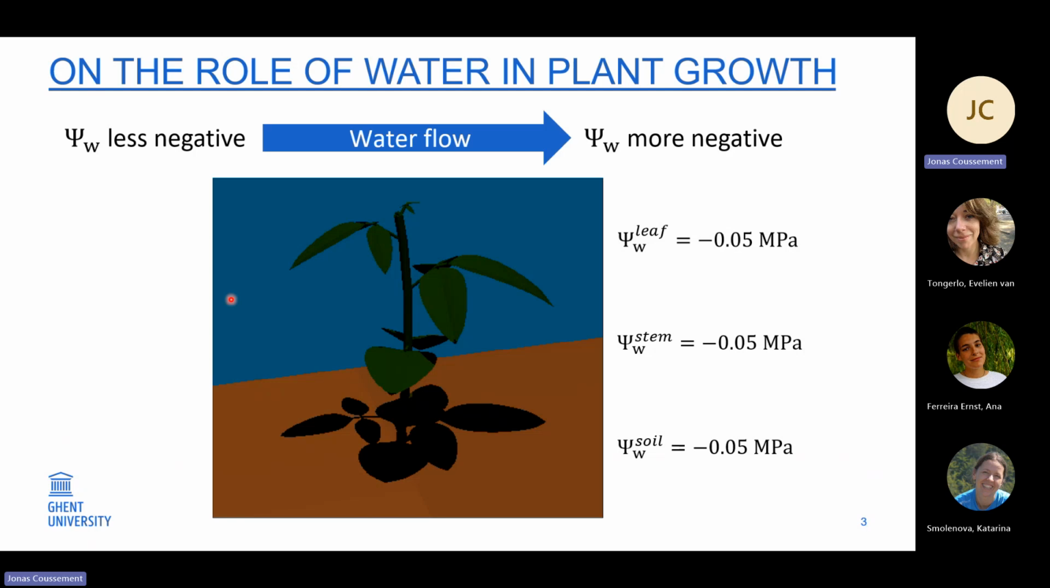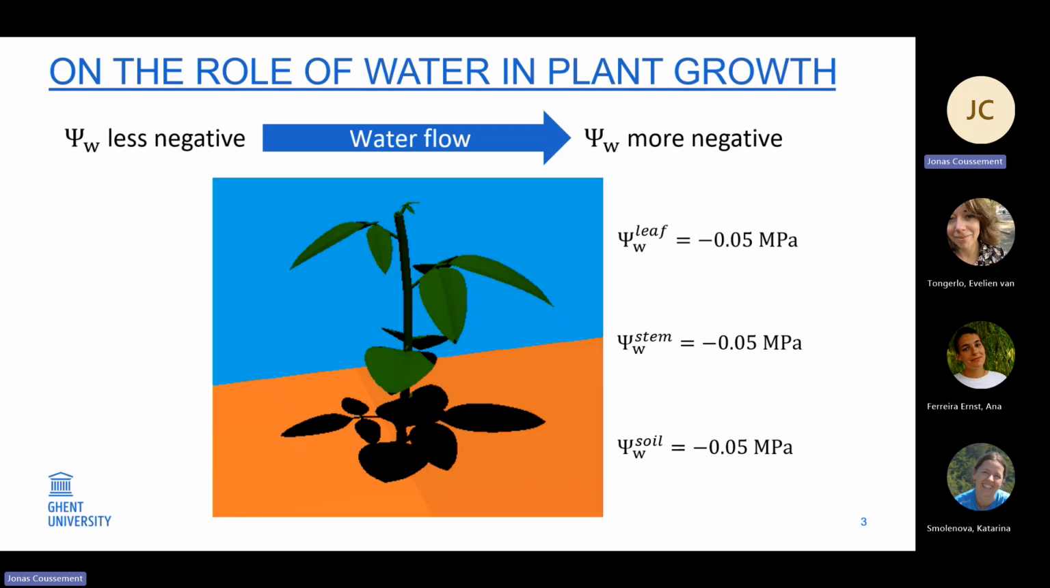So here you have an equilibrium state during the night, for example, where the leaf water potential is minus 0.05, the stem water potential is the same, and the soil water potential as well. And then the sun comes up, and what happens? The plant starts to transpire. It starts to lose water through the leaves. And this is because the water potential of the air is also much more negative than from the plants.